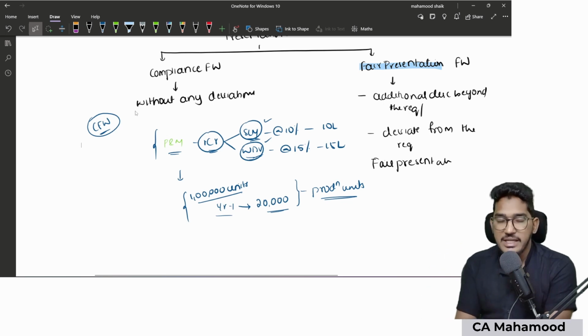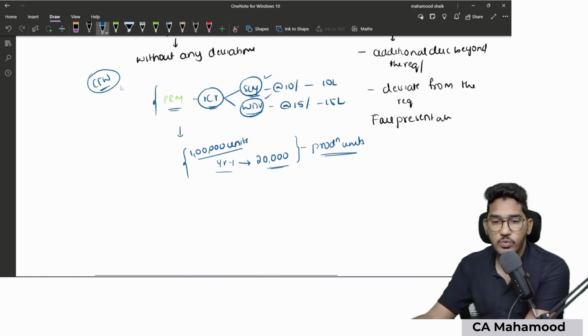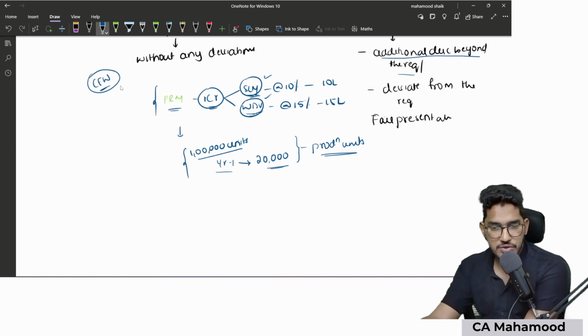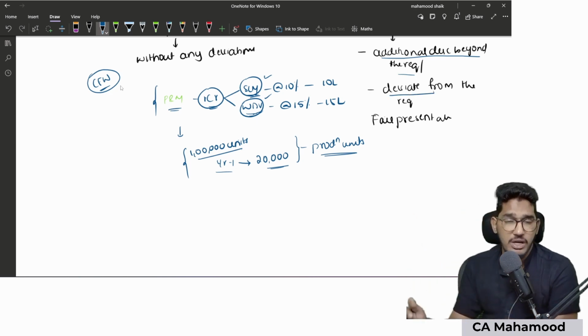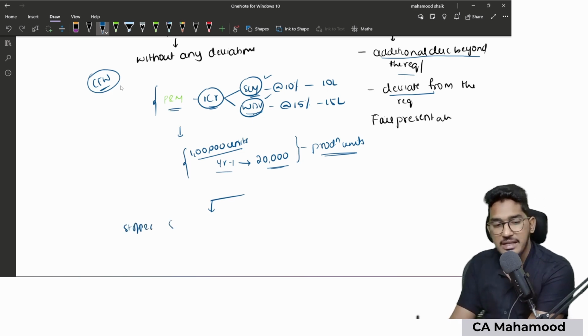But in case the freedom has been given to you, in order to achieve fair presentation, if the framework is giving you freedom, what freedom? To either provide additional disclosure beyond the requirements of the framework, or even the freedom to deviate from the requirements of the framework altogether. Sir, how can I provide additional disclosure, sir? Additional disclosure can be provided like this: in the statement of P&L, I will charge depreciation as either SLM or WDV only. Either I will charge a depreciation of 10 or 15 lakhs only.